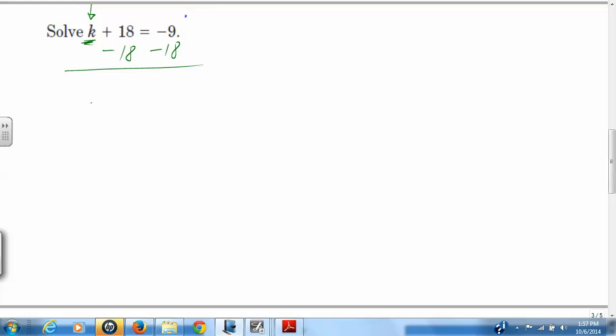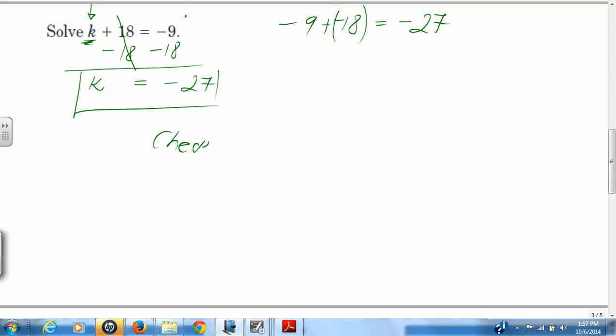On the left side, you start with one column at a time. I have k. Now 18 minus 18 is nothing. You bring down the equal sign. Negative 9 minus 18. What is that? Well, let's remember the rule. When you subtract, you add the opposite. You end up with negative 9 plus negative 18. 9 negatives plus 18 negatives. 9 apples plus 18 apples. That will give you 27 negatives. Please go ahead and check this on your own.